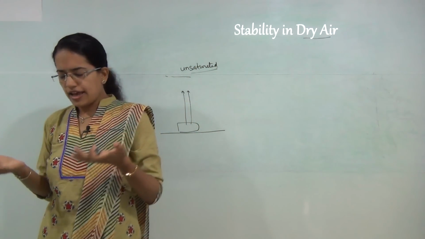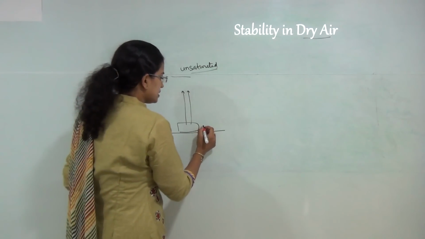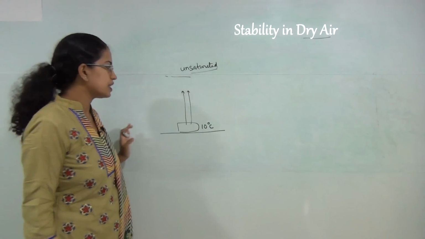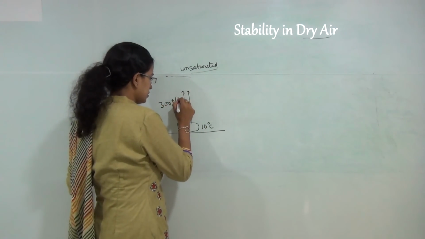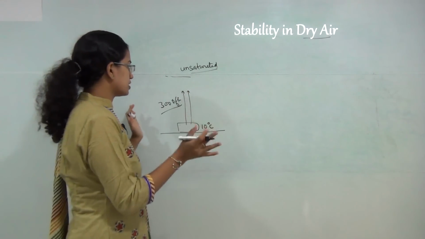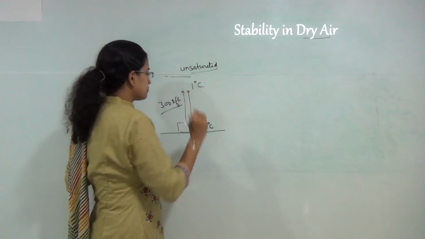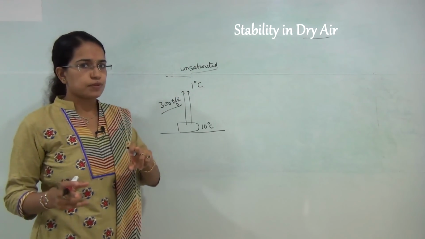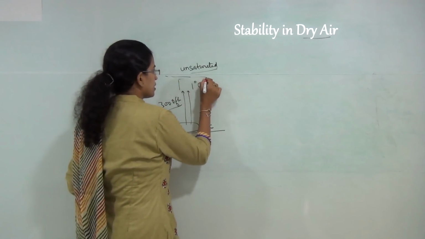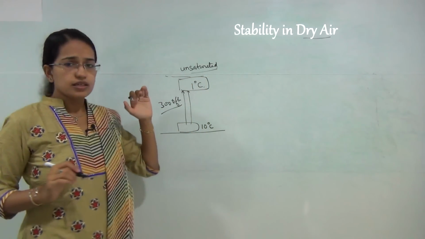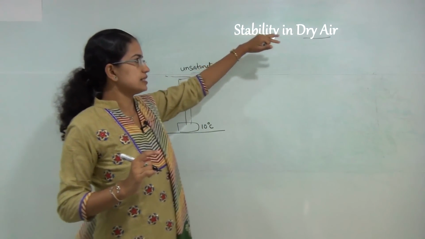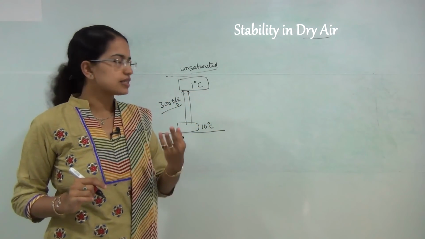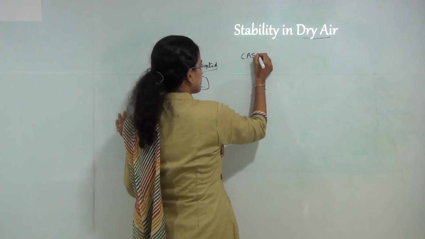Now what would happen? I say that the air parcel is moving up. Supposedly you have the air parcel at a temperature of 10 degrees Celsius here, at a height of 3000 feet, let's assume. Whatever I am doing here is based on assumption, it's not the real data that I am using. So let's say at a height of 3000 feet, the temperature drops to 1 degree Celsius. Now this 1 degree Celsius is the temperature of the air parcel that I am talking about. Now what would happen at this temperature? There can be three cases. So we would be considering stability in dry air under three cases, and again stability in cloudy air under three cases. So let's say case A.